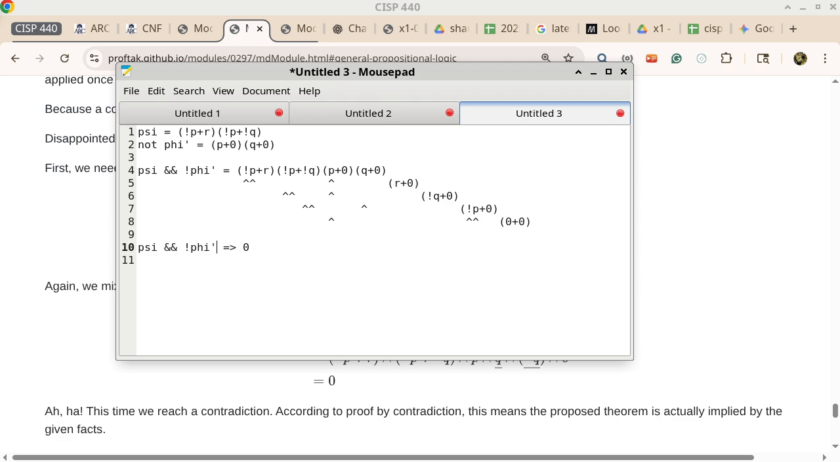So now we can say, okay, this is false. It means psi and not phi is false. So what does it mean when psi and not phi prime, forget about the prime here, is false? Based on proof by contradiction, what does it mean?